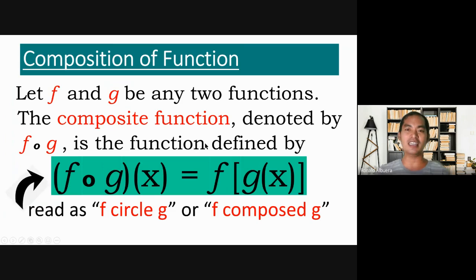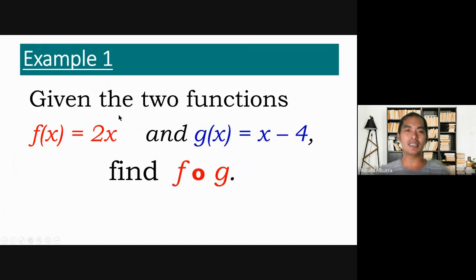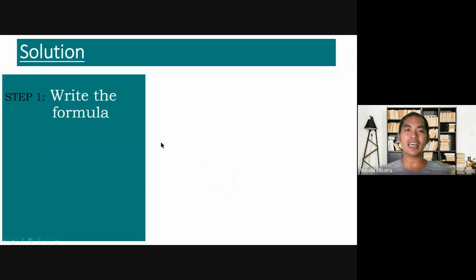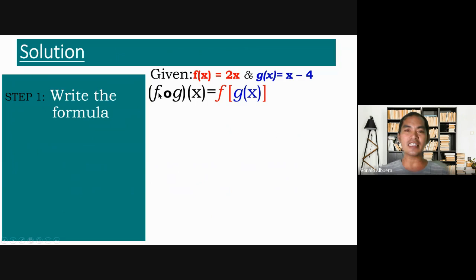Okay. Let's have an example. Given the two functions, f of x equals 2x and g of x equals x minus 4. Find f circle g. Ano ang gagawin natin dito? We define first the given two functions. F of x equals 2x and g of x equals x minus 4. Ang definition natin ay f circle g of x equals f of g of x.